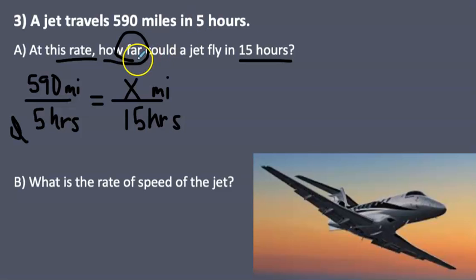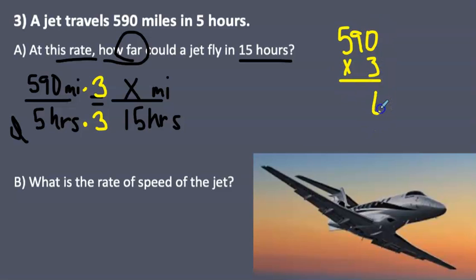Now normally if I would solve this, I would notice that you can solve a proportion using scaling, and that's the easiest way I think to solve a proportion, and I would do it this way. I noticed that 5 times 3 gets me to 15, so I could just multiply 590 by 3 to get to x.